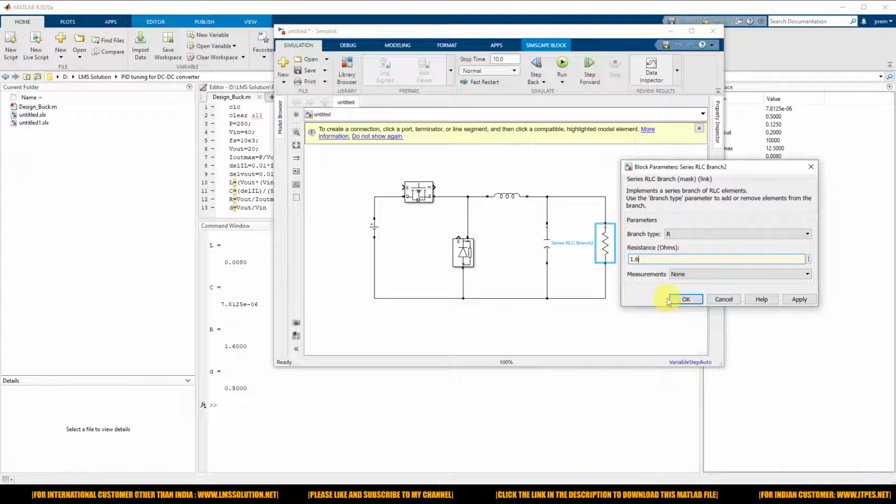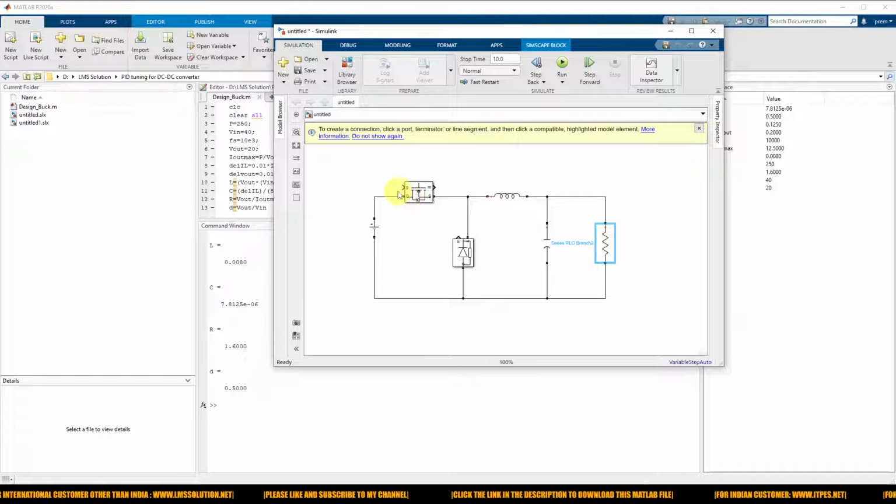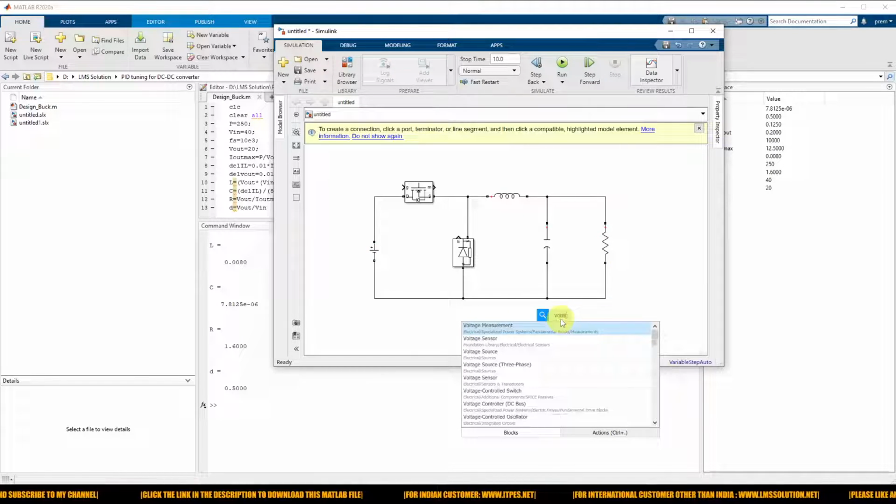Okay, so next we need to generate the pulse for the MOSFET. So based upon that output voltage, as per our design, this output voltage requirement is 20 volt, right? So we need to measure that output voltage. So I'm going for voltage measurement.